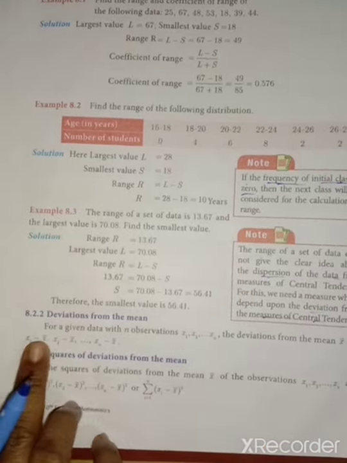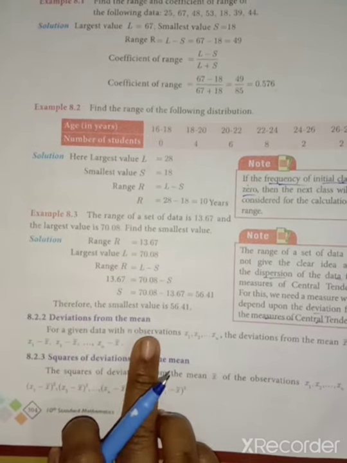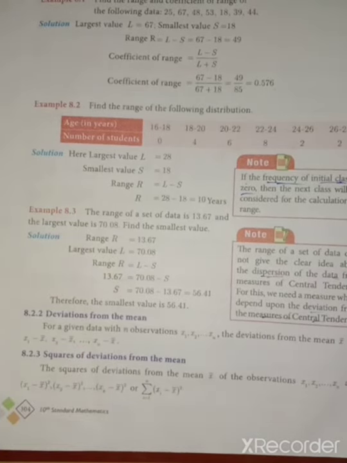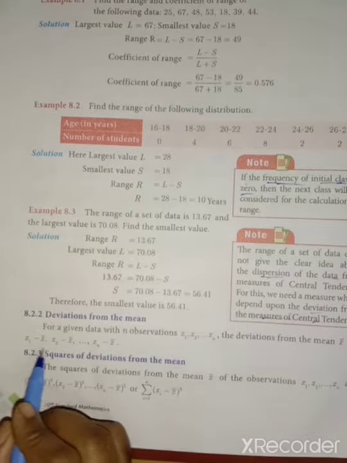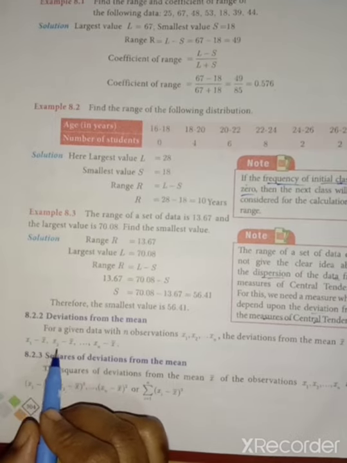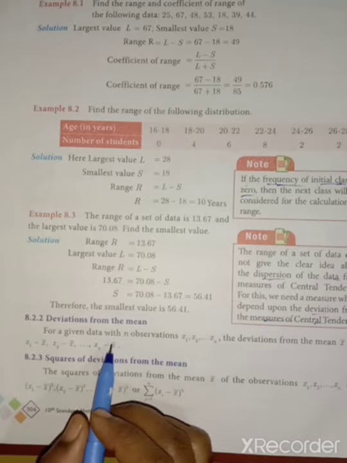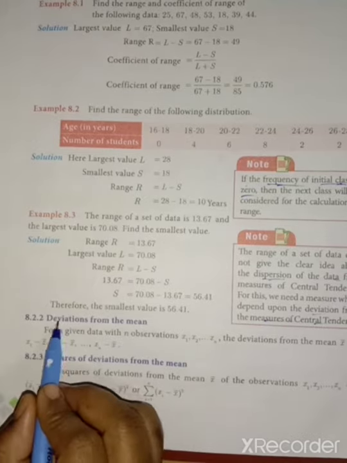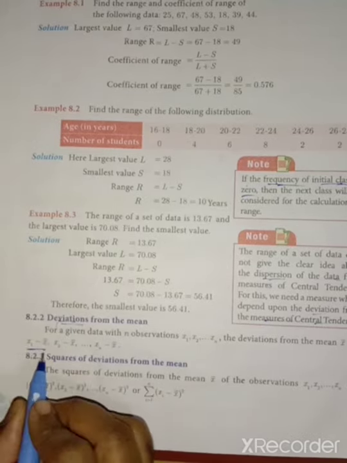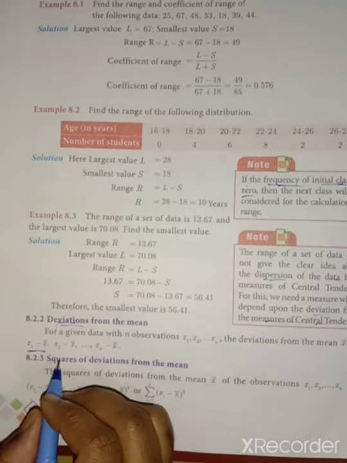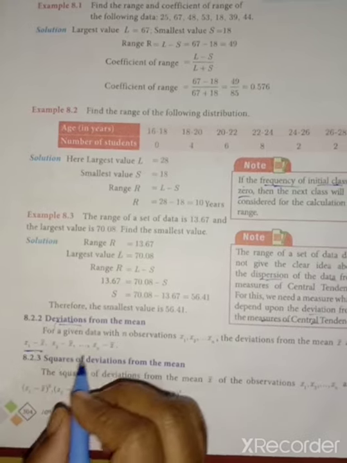See here, deviation from the mean. That means for given data with n observations, that is x1, x2, up to xn, the deviations from the mean x bar are x1 minus x bar, comma, x2 minus x bar, and it goes on to xn minus x bar. So the deviation from the mean formula is: x1 minus x bar, x2 minus x bar, up to xn minus x bar.